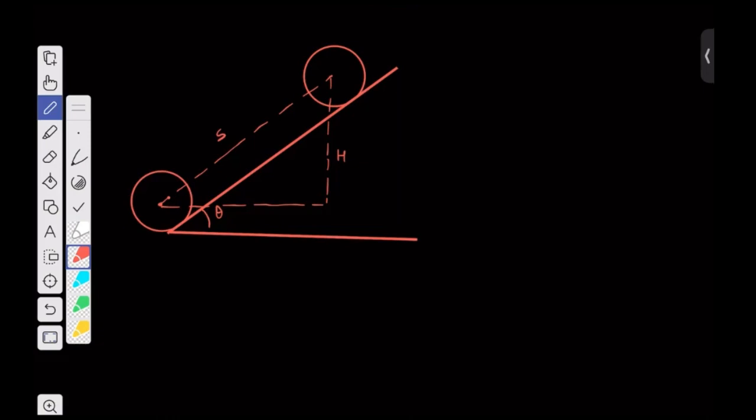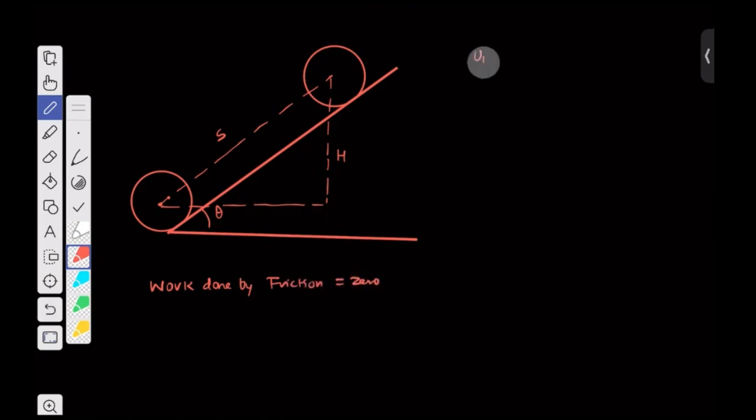So work done by the friction force will be 0. Work done by the normal contact force is 0 only. So the only thing that is doing work here is gravity, which is a conservative force. Since work done by the friction force is 0, we can conserve total mechanical energy.